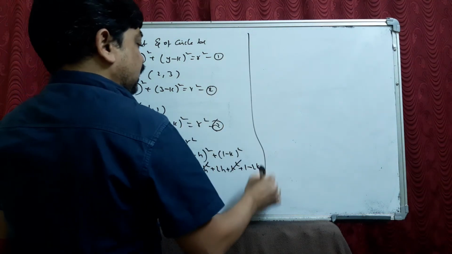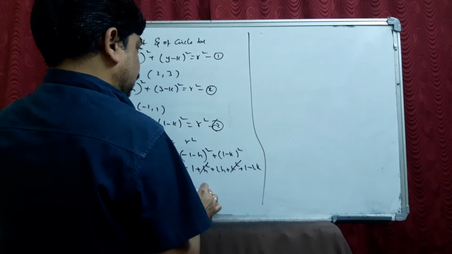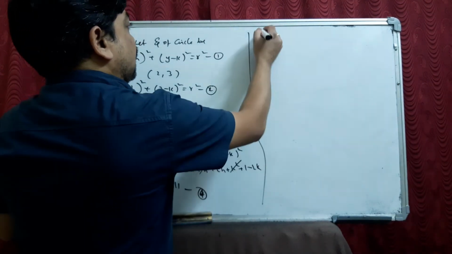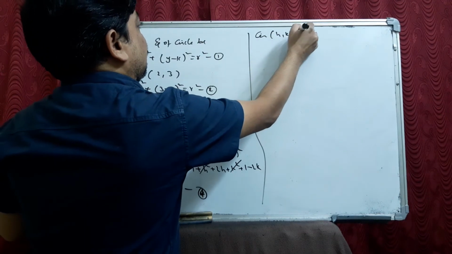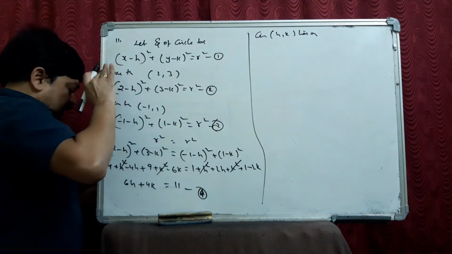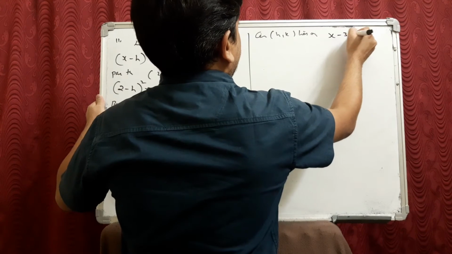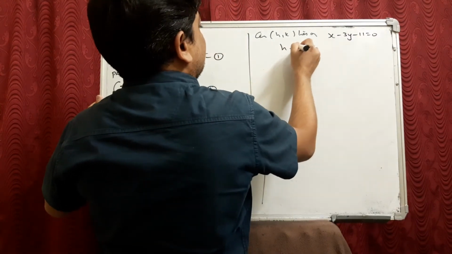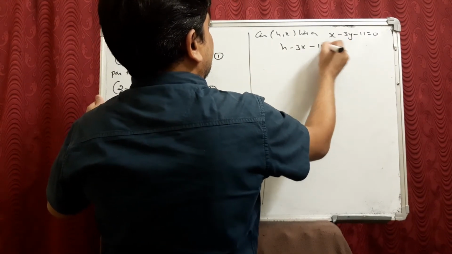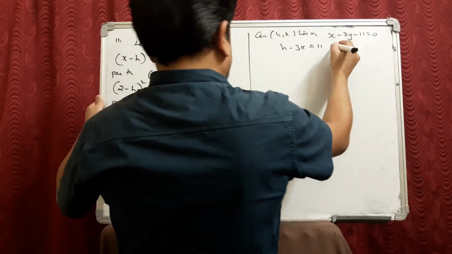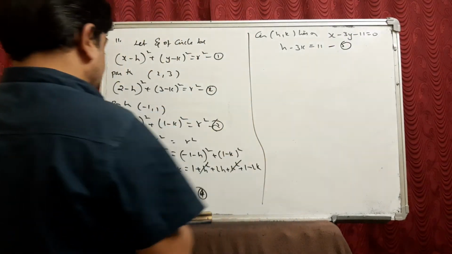Now, this is equation 4. Center (h, k) lies on x minus 3y minus 11 is 0. It becomes h minus 3k minus 11 is 0. That means h minus 3k is equal to 11. This is equation 5, we solve these two.